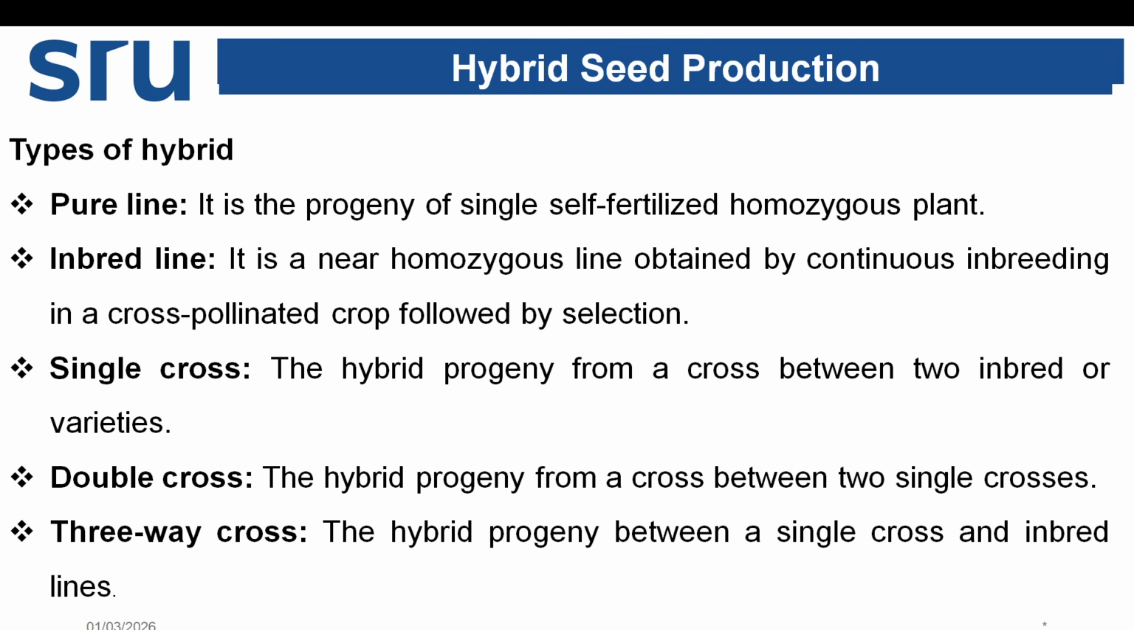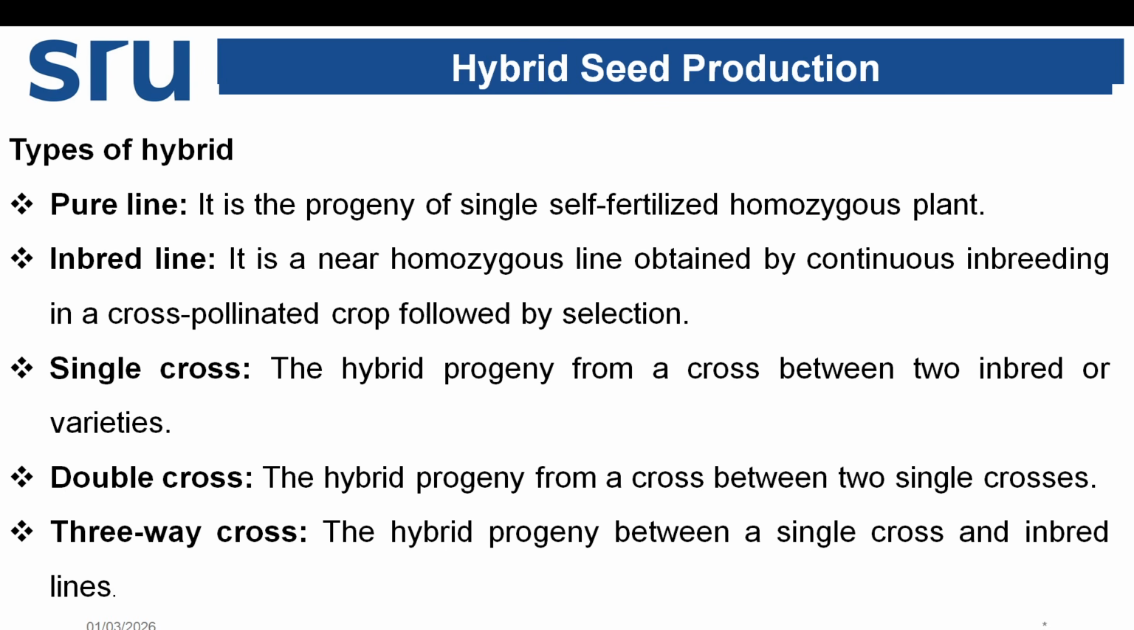Then we'll move towards types of hybrids. There are three types: single cross, double cross, three-way cross. So what is a single cross? The single cross hybrid is a progeny developed from a cross between two inbreds or two varieties. Whenever we cross two inbreds or two varieties, the resultant F1 is called a single cross hybrid.